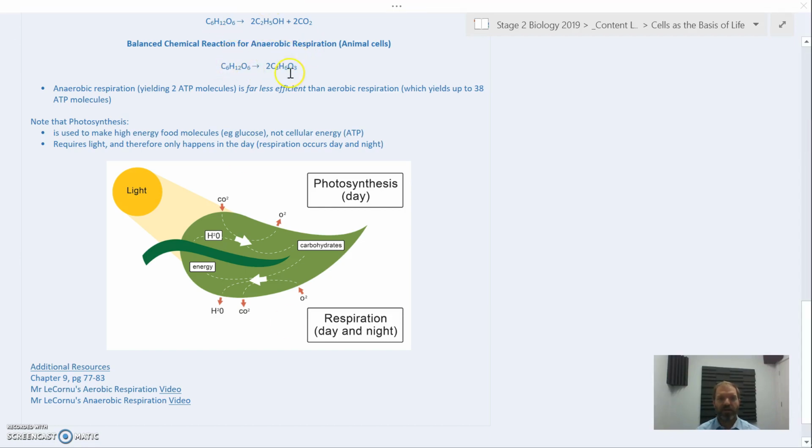This is the correct way to write those chemical formula. That's in chapter 9, pages 77 to 83. A couple of extra videos there to help you out.